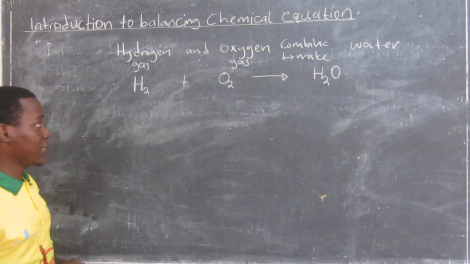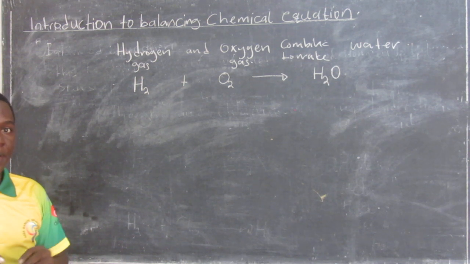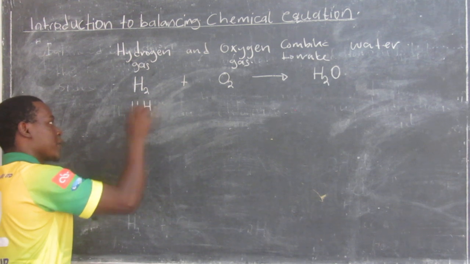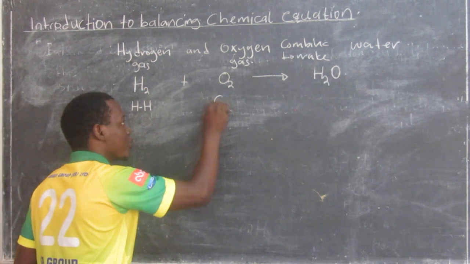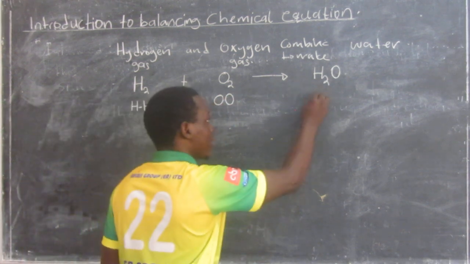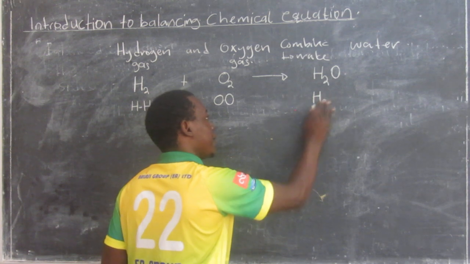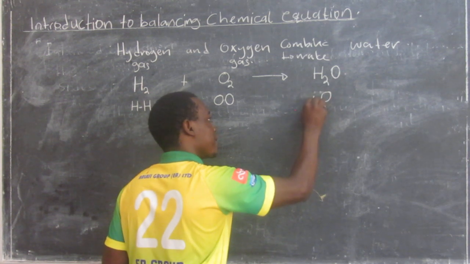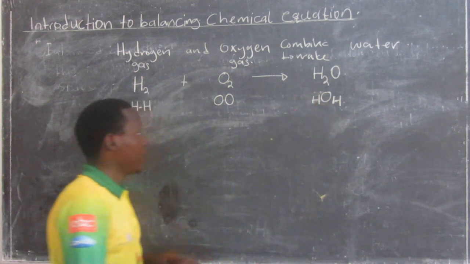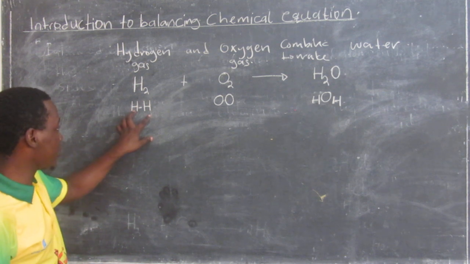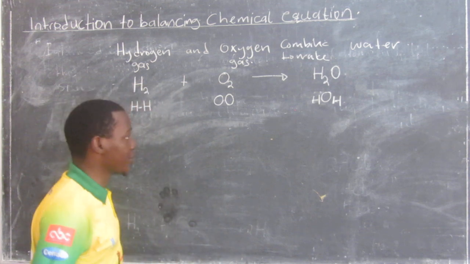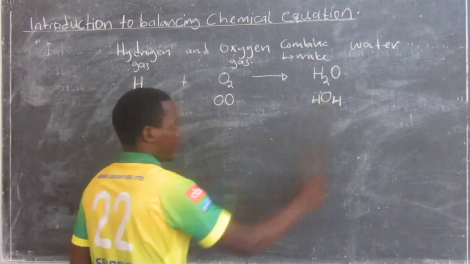Now, let's visualize and see how many atoms are there. Hydrogen is H2, so you have 2 hydrogens. Oxygen is O2, so you have 2 oxygens. And water is H2O, meaning that we have 2 hydrogens and 1 oxygen. Visually, we have 2 hydrogens here and 2 hydrogens there, meaning that hydrogen is balanced in this case. When you come to oxygen, we have 2 oxygens on one side and 1 oxygen on the other.